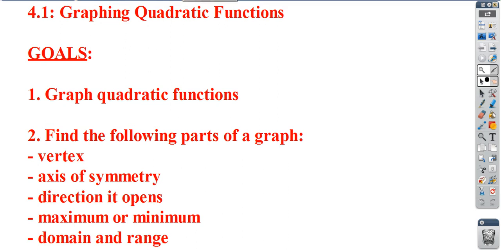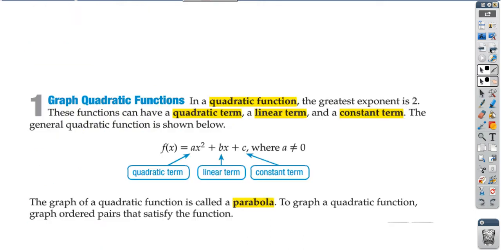Alright, so this section is on graphing quadratic equations, and there's two basic things we want to do. Number one is learn how to graph them, and number two, learn how to find those points that you see listed up there. So what is the vertex of a graph? What's something called the axis of symmetry? How do we tell if it's going to open up or down? How do we find the max and the min? And then how do we find something called the domain and the range?